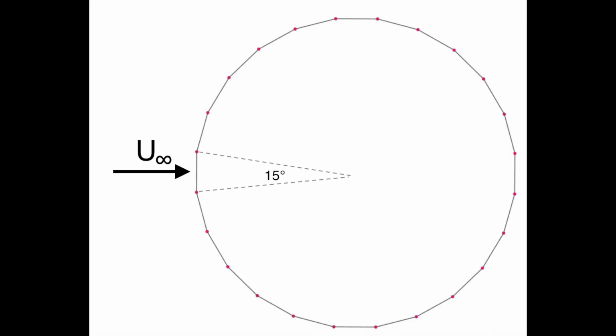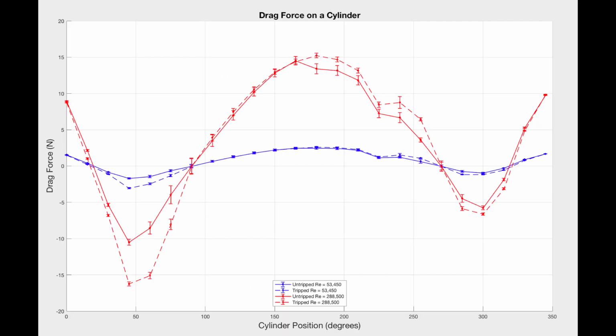To calculate the drag force, it was assumed to act over the entire 15-degree panel of the cylinder, and each port is taken to be at the center of said panel. The plot of the drag force on the cylinder shows that the drag force on the cylinder is much greater at a higher Reynolds number, corresponding to a wind tunnel speed of 26.5 meters per second, than at the low Reynolds number, which corresponds to a wind tunnel speed of 11 meters per second.